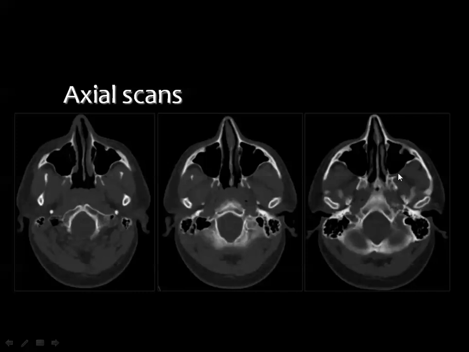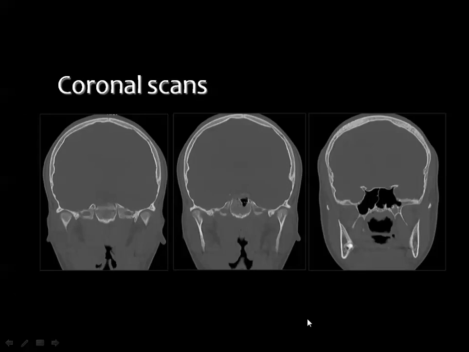And in the coronal images, you start from posterior. You can see the temporomandibular joints bilaterally, and this is the head of the mandible, the temporal fossa for the articulation with the head of the mandible. Then this is the sphenoid sinus, this is the ramus of the mandible, the pterygoid blades on both sides.